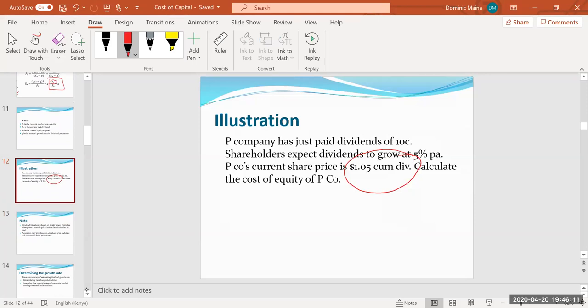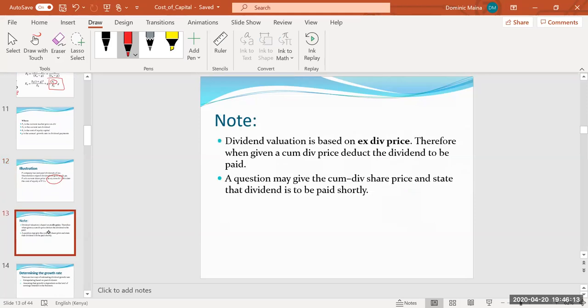Now when it comes to this slide, I think I already mentioned it. If the share price is cum dividend, of course you need to work something out. You can't go ahead and use it the way it is. You must get the x dividend share price, so we simply remove the dividend. In this context we use the most recently paid dividend, if you're not told that the company pays in the next 2 weeks or 3 weeks. In case you're told what happens in the near future, mostly it's going to be a maximum of a month, so we remove what is being paid in the next 2 weeks, 3 weeks, or the next 1 month. Assume the share price is trading with the dividend.